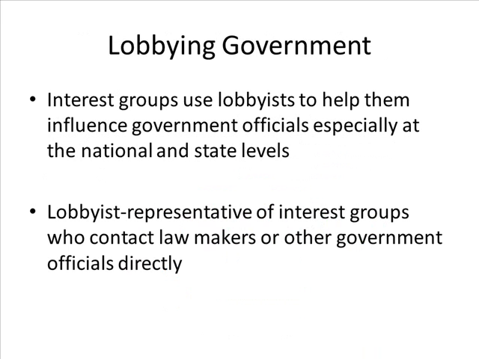Another form of interest group is called a lobbyist. Interest groups use lobbyists to help them influence government officials, especially at the national and state levels. Most of the time, these people are going to meet legislators, political parties, and important officials in the lobbies of buildings and hotels, and especially in Congress.